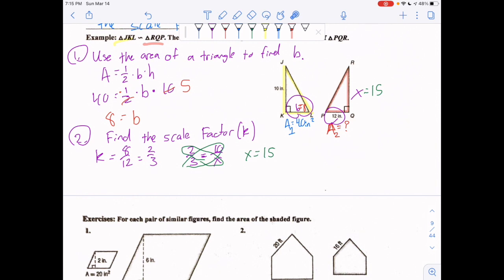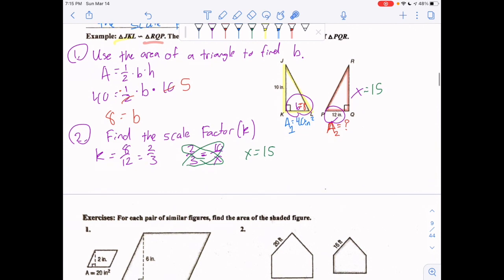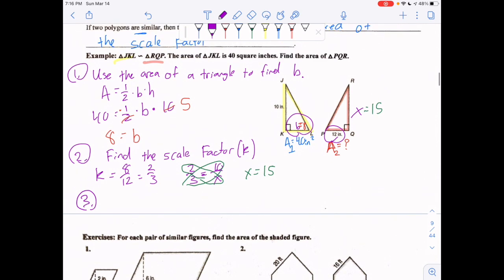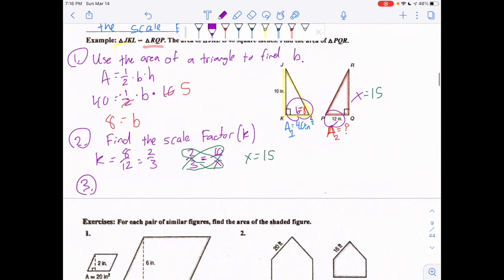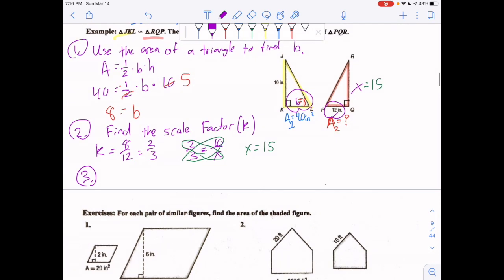So now you have all you need to solve for the area of this triangle. You could do it by using the formula 1/2 base times height. But just for good practice of our new lesson, you would probably want to use the ratio of the area. So let's try to find the ratio of the area. What you need to do here is take your scale factor, which is 2 over 3. Well, now you need to square it. So the ratio of the area is now 4 over 9.